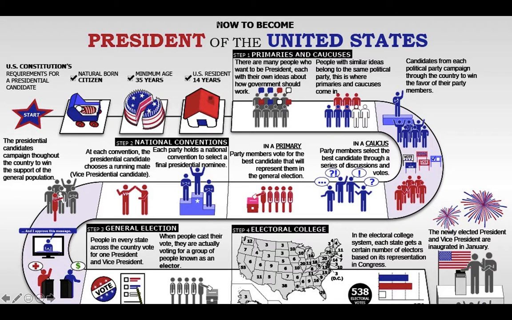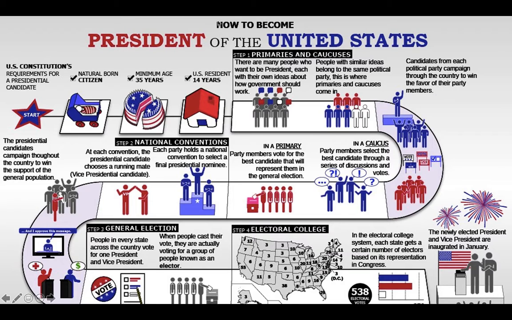Okay? All right, so the last little bit here is about how to become president. We mentioned that you had to meet certain requirements, like you had to be a natural born citizen, 35 years old, and reside within the United States for 14 years. And all of those are found within the Constitution of the United States.